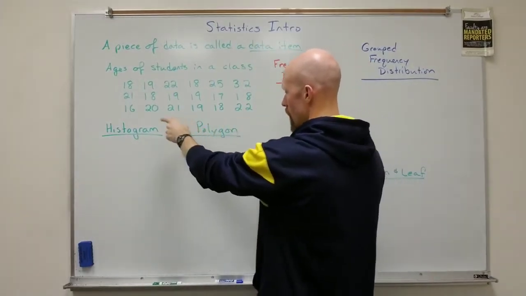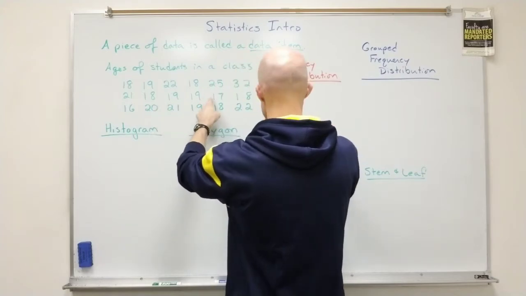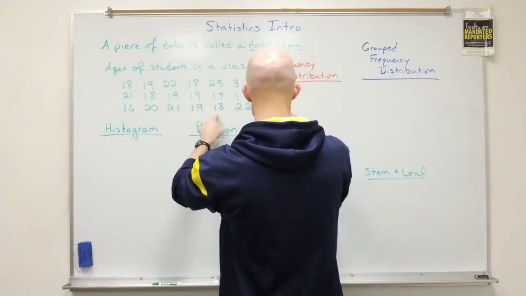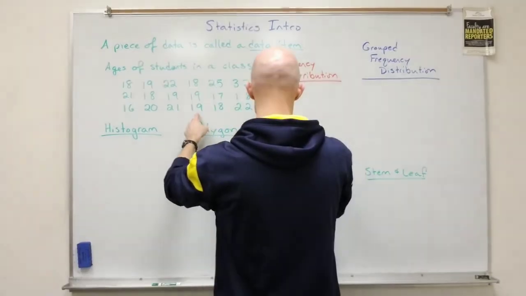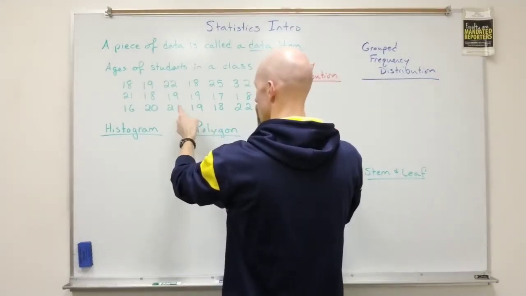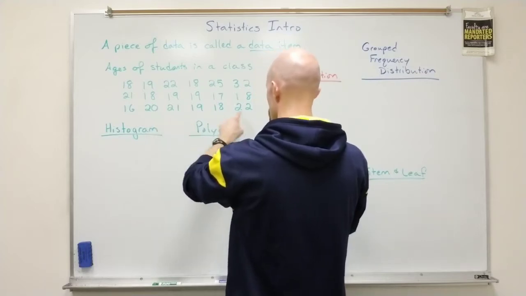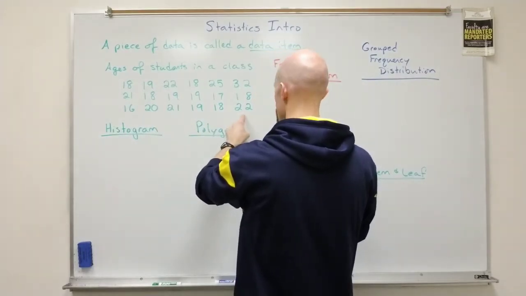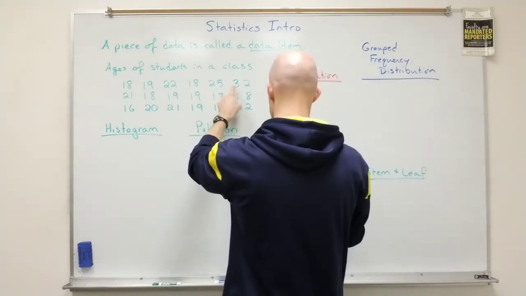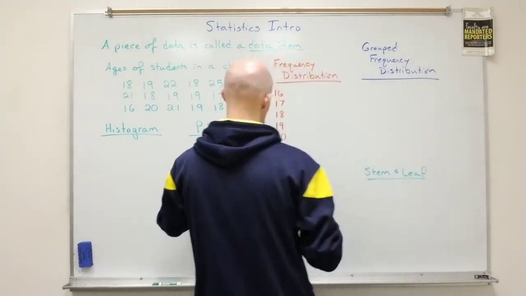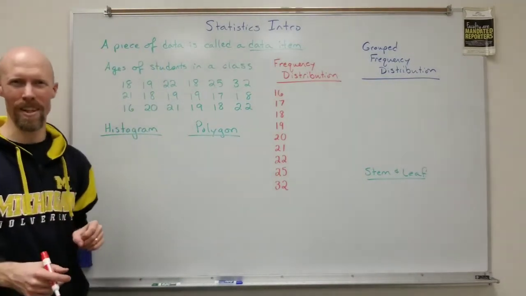So I'm looking at the data, I see 16 is probably the lowest number, followed by 17, 18 is on there. I don't see anything lower than 16, right? 19, I should know, I just wrote this. 20 is on there, 21 is on there, 22 is on there, 25, and 32. Okay, so these are the different ages within the class.